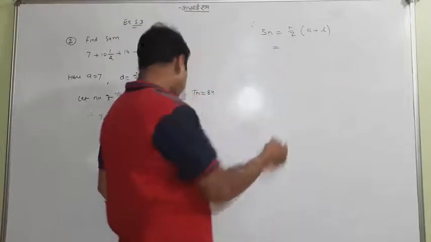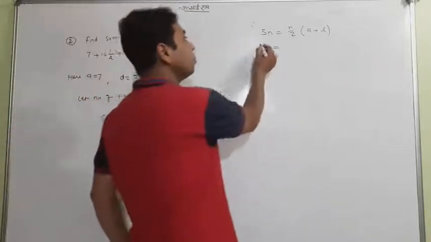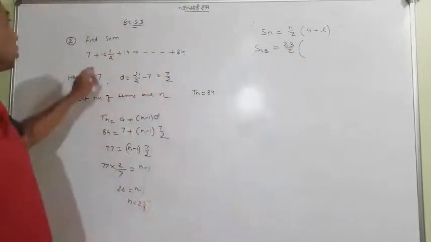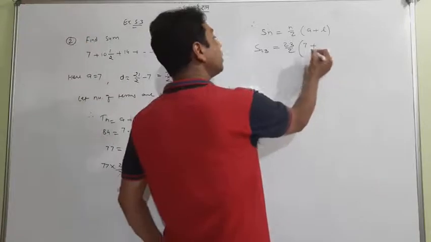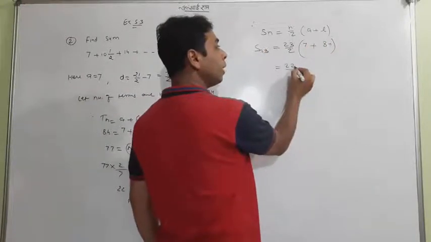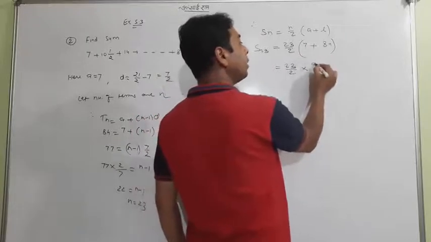So for the sum, how many terms do you have? 23 terms. You want to find 23 by 2 only. A is what? 7. And L is the last term, which is 84. Now you can use it: 23 by 2, and this will be 91.